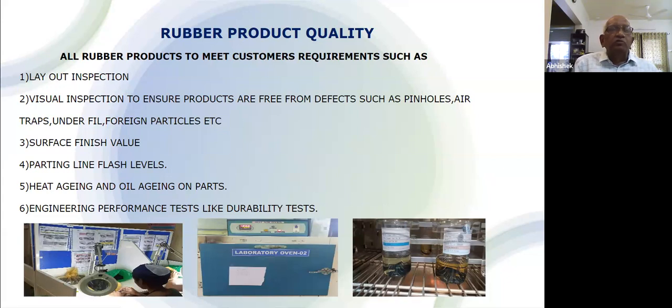Then certain customers specify what the surface finish value should be. This is also important. For example, in the product called disc brake seals, nowadays the disc brake seals are used. So the disc brake seal finish is very, very important, and they mention what the Ra value to be maintained is. Then the flash levels are given in the drawing. What is the flash level at the parting line?